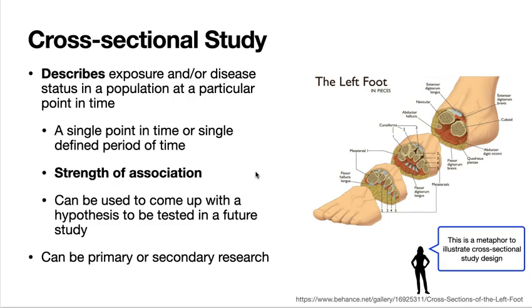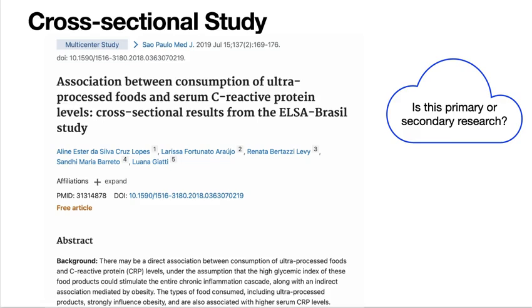And this can be primary or secondary research. So primary research, once again, is collecting new data. Secondary research would be using existing data sets or health records. So here is an example of a cross-sectional study.